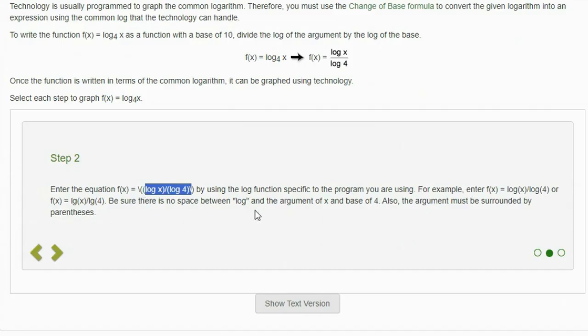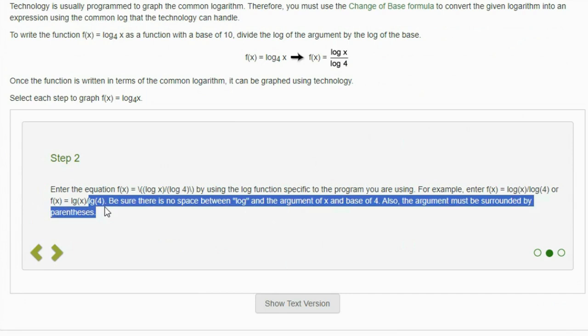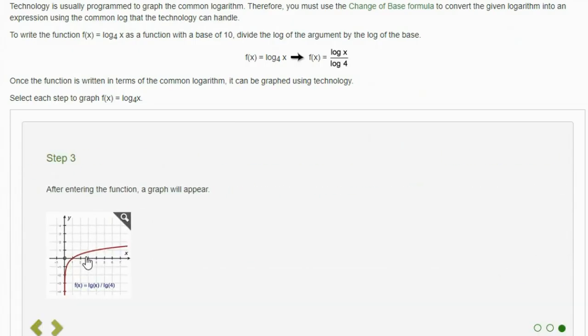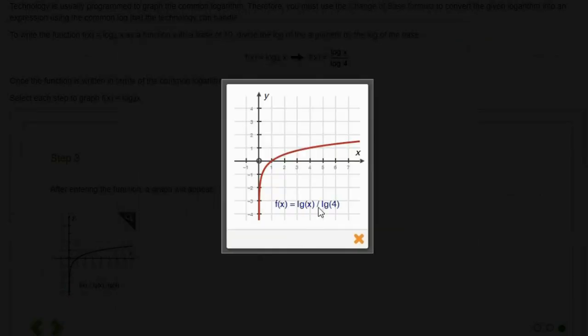Use the log function specific to whatever program or calculator you use. For example, enter log x divided by log 4, or maybe LG x if your calculator uses LG. There's no space between log and the x, and also the base of 4, and you've got to put it in parentheses. Then you should see a graph appear, and it'll show you that's log x divided by log 4.